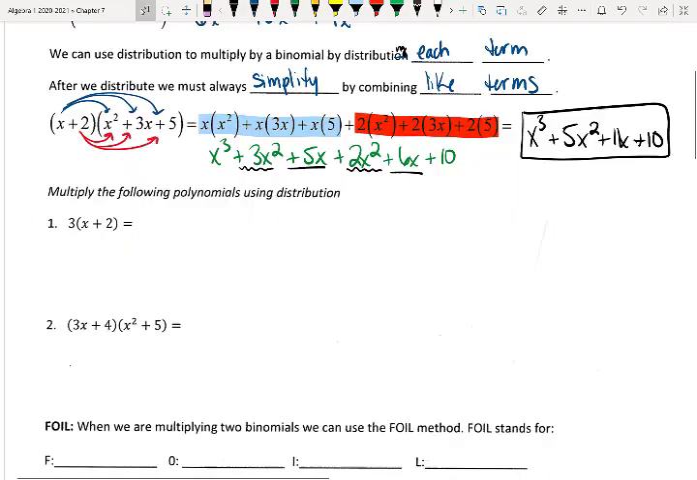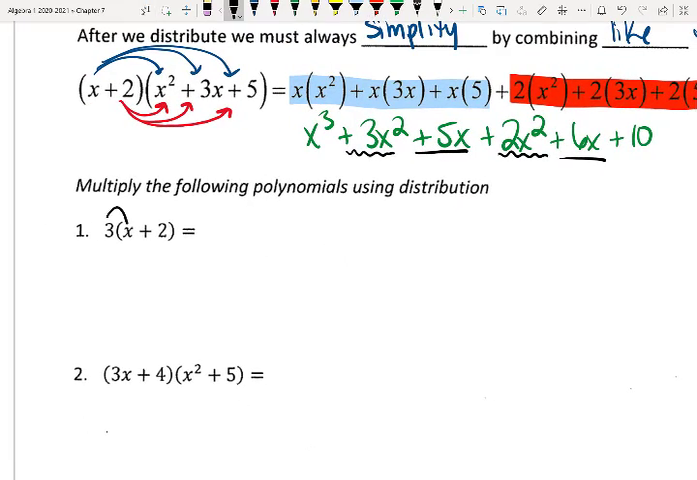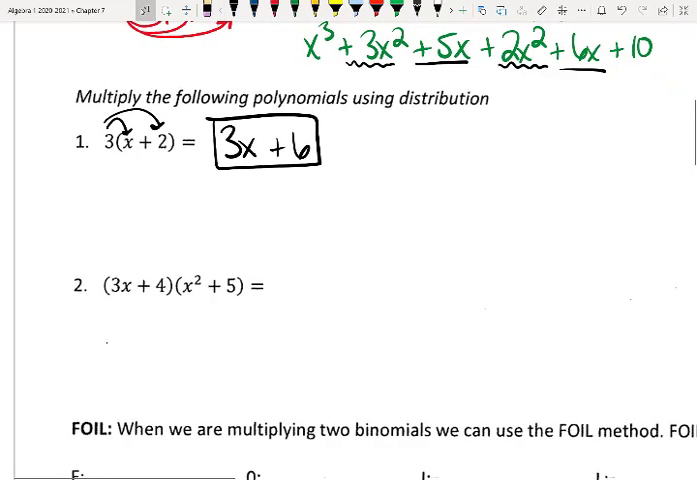So let's do a couple of practice problems here. I've just got 2 of them. We've got 3 times x plus 2. 3 times x is 3x. 3 times 2 is 6. Nothing to worry about combining like terms wise for that one, so that's nice.